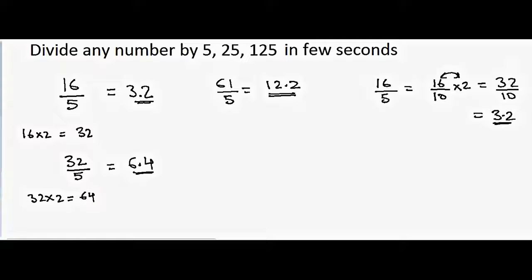So the same trick can also be used to divide by 25. In this case, suppose I have 16 and I want to divide by 25. Instead of multiplying by 2, I will multiply by 4. So 16 into 4 is equal to 64. So my answer will be 64, and now I'll put a decimal after 2 digits from the right. So that will be equal to 0.64. That's my answer.